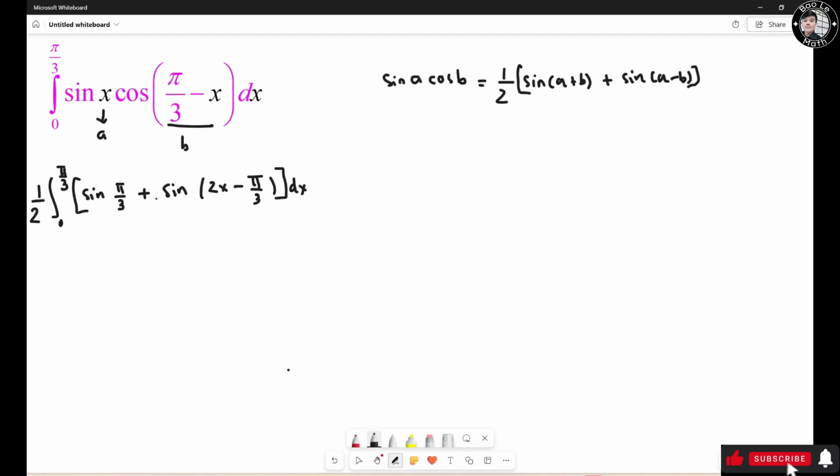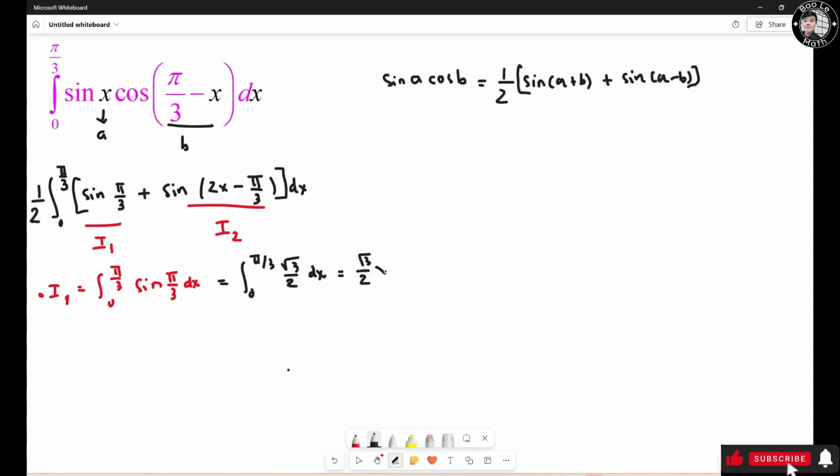Now we're going to split this into two integrals. The first integral is going to be this one right here. I call this I1. The second integral is going to be this one. I call this I2. Now I need to calculate I1 first. So I1 equals the integral from 0 to pi over 3 of sine of pi over 3 ds. Sine pi over 3 equals root 3 over 2. So this turns out to be the integral from 0 to pi over 3 of root 3 over 2 ds, and it's going to be root 3 over 2 s evaluated from 0 to pi over 3. So it's going to be pi root 3 over 6.